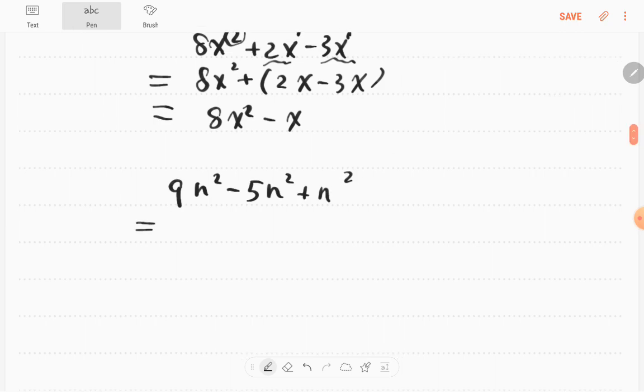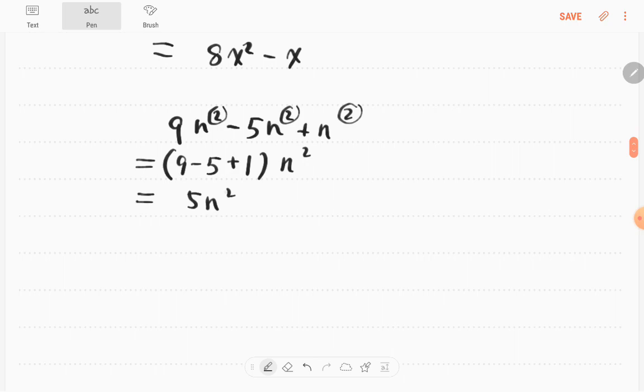Right. So first we check all three terms have the same variable, and then we check the power of the variable. So for this one, it's 2. And this 2, this is also 2. So these three terms are like terms, so we can combine them. So how can we combine them? We work on the coefficient of these three terms. So 9 minus 5 plus n squared is just like 1n squared. So the coefficient of this term is 1. So we combine this. So it will be 5n squared. So we just work on the coefficient to combine the like terms, but don't miss the last term.